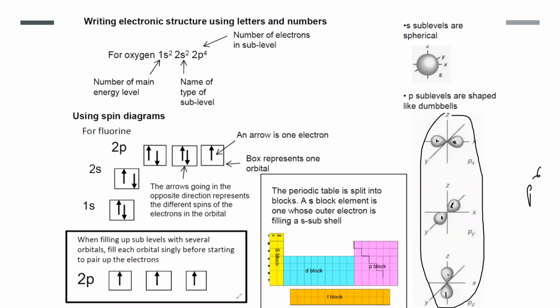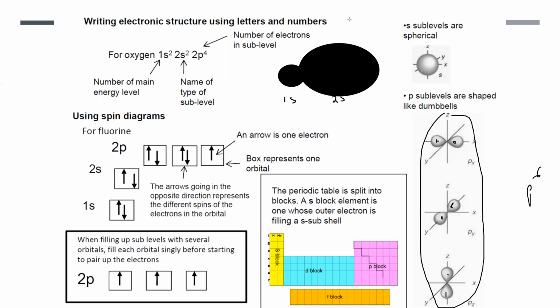And s is spherical. So as s is spherical, it will be like a sphere. But what will be the difference between 1s and 2s? Both will be spherical, but the 2s will be farther away from the nucleus, so its size will be bigger. Is it clear? The idea, the concept of orbital?